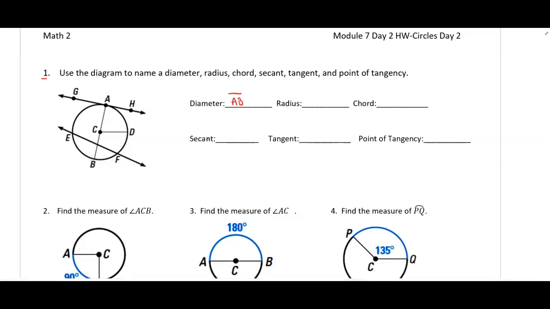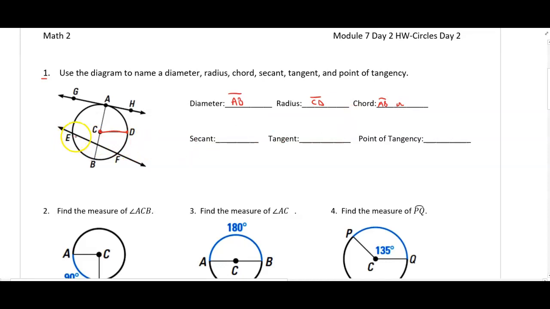Now, a radius goes from the center to a point on the circle, and if I look, segment CD starts at the center and goes to the circle. So that would be your radius. Now a chord. In this diagram, there really isn't a chord. But if we had to name one, you could say the diameter is a chord.